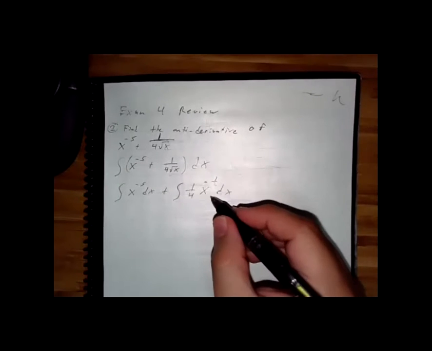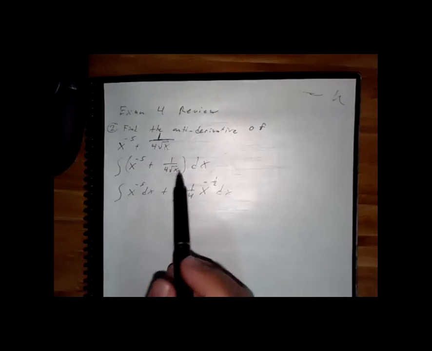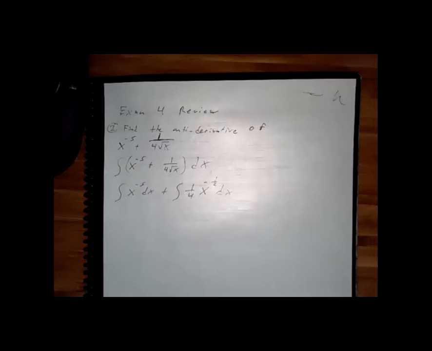You guys see where this came from? Because it's in the bottom. Yeah, it's a 1/2 power. I brought it to the top, right? So this is a negative power now. The 4 is still down here. That's why I wrote it as a 1/4.